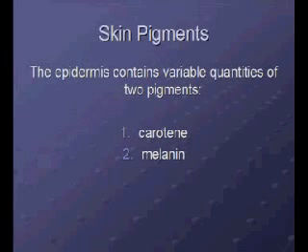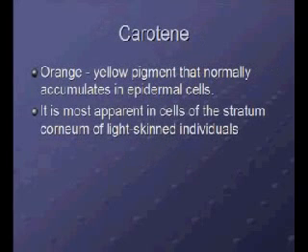Skin pigments: the epidermis contains various quantities of skin pigments. Two primary pigments that we are concerned about in the human body are keratin and melanin. Keratin basically is an orange-yellow pigment that normally accumulates in the epidermal cells. It is most apparent in cells of the stratum corneum and most obvious in light-skinned individuals.